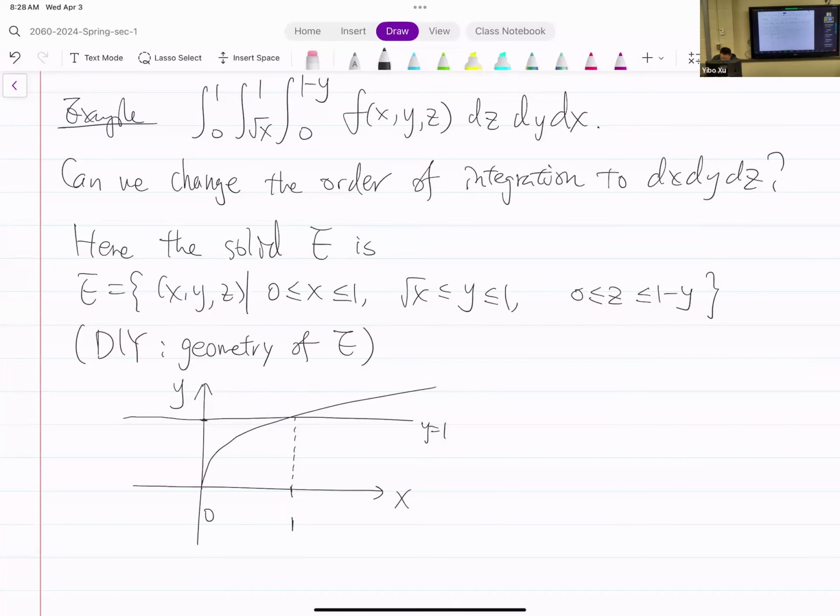Right, so where were we? So here, y equals 1, that's the upper bounding function, that's the horizontal line. The lower bounding function is y equals square root of x. Okay, so that's the parabola opening towards the right. And this is the intersection. And of course, the intersection is (1, 1).